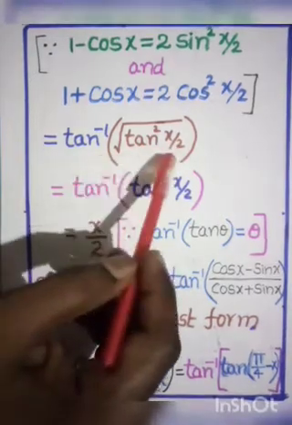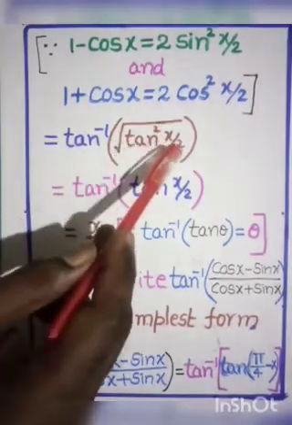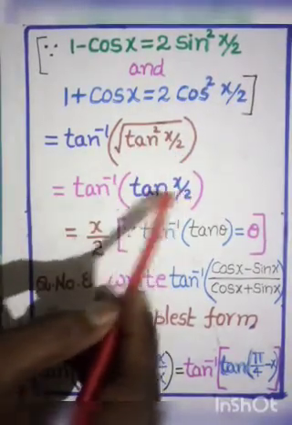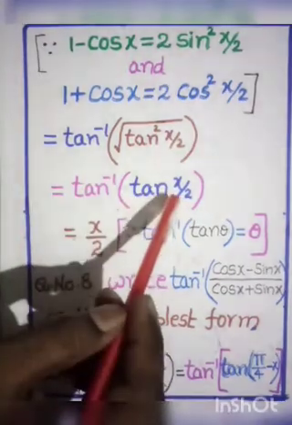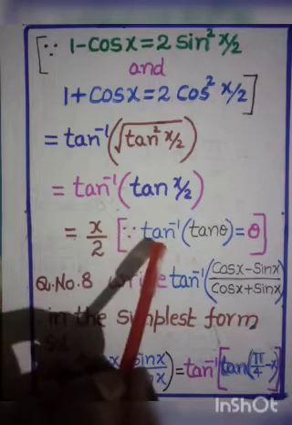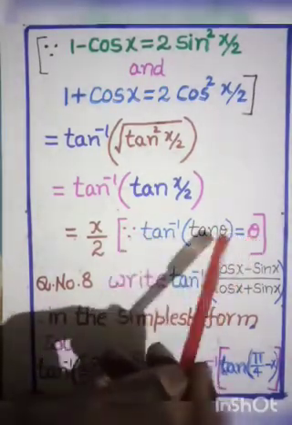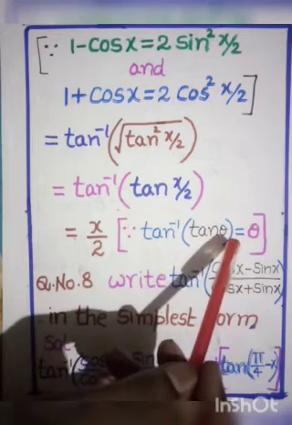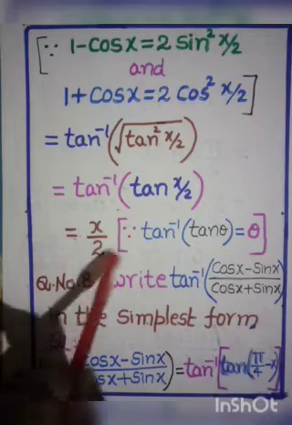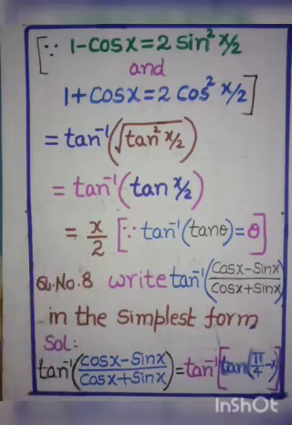Understood this step, my dear children? Right. Tan inverse of square root of tan square x by 2. What do you get here? Tan x by 2. Okay, my dear children. Understood this step? Right. That is equal to x by 2, because tan inverse of tan theta is equal to theta. This is the property of inverse trigonometric function. Therefore, we got here x by 2. This is the simplest form of the given inverse trigonometric function.